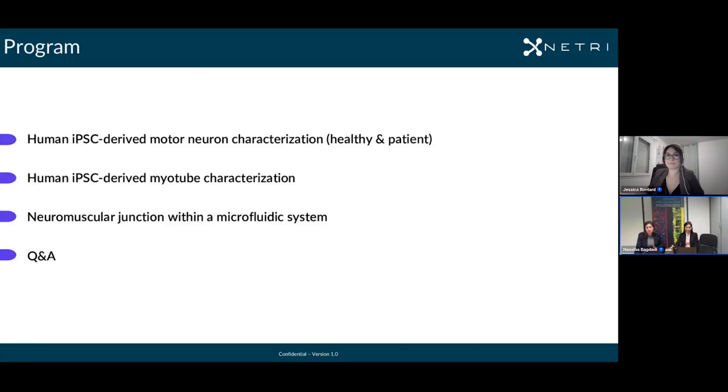So just to give you a quick overview of today's program, we'll of course show you how we were able to characterize iPSC-derived human motor neurons, both in healthy but also in patient donors, and also the myotube characterization. And then in the end, we'll show you the neuromuscular junction model using our microfluidic devices. And as usual, we'll end our session with a Q&A part where you can ask your questions.